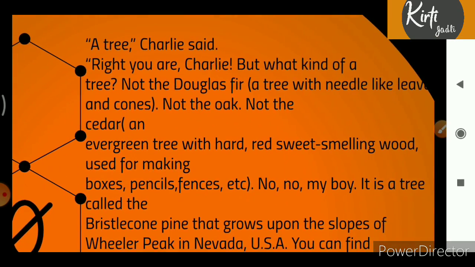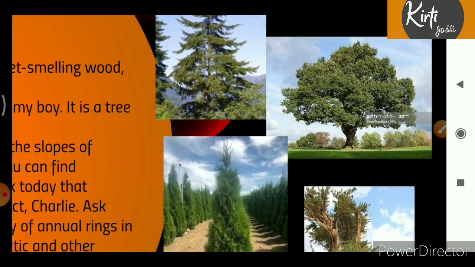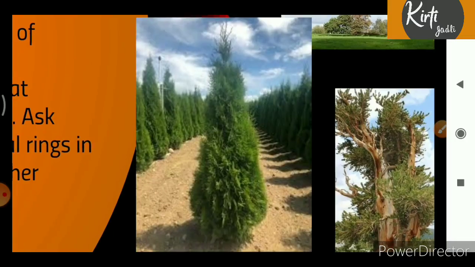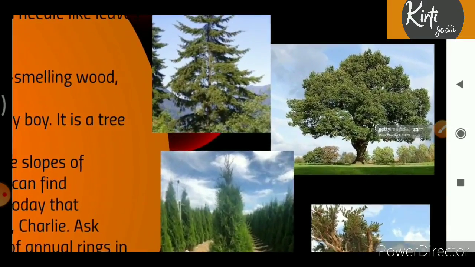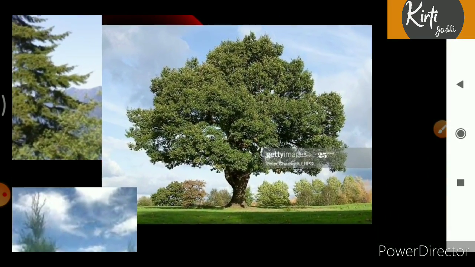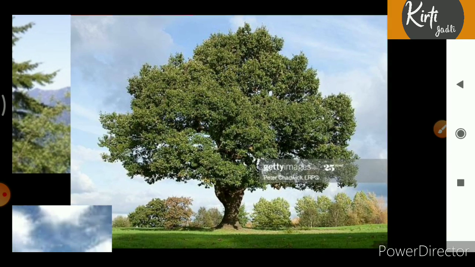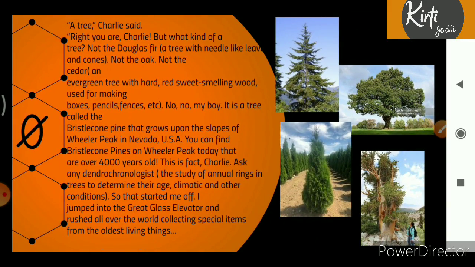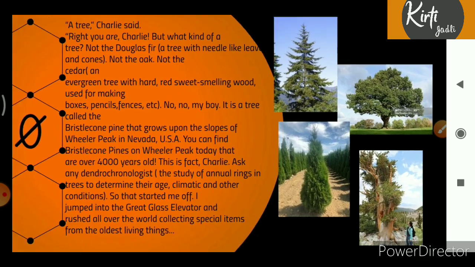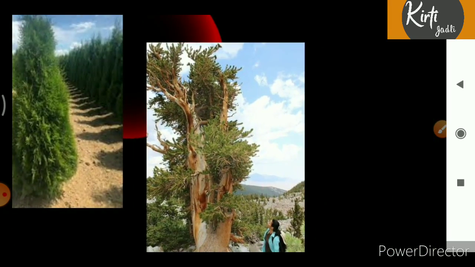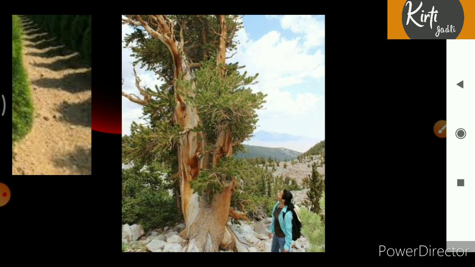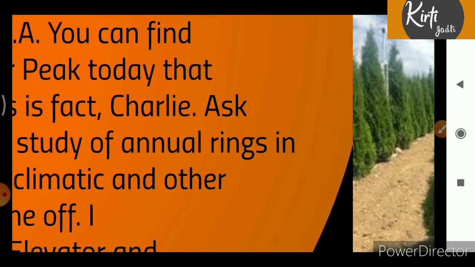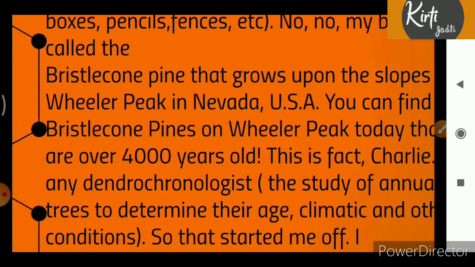Then he talks about the cedar tree. Now this is how a cedar tree looks. Then he also talks about the oak tree. Oak tree is a very huge tree. It has a large trunk and wide spreading branches. It also lives for many years. But the last and the most important tree that he talks about is the bristlecone pine. The fourth image here is of the bristlecone pine. See, when you look at it, it looks really old, right? So this tree can be found in USA. Where in USA? On the slopes of Wheeler Peak in Nevada.